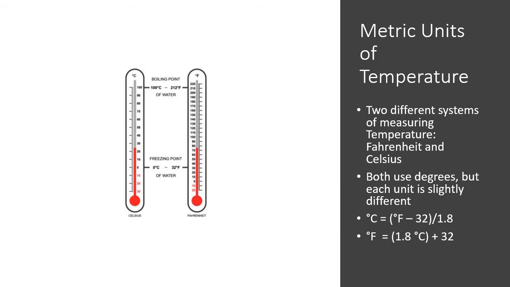So we have a 0 to 100 for the liquid phase of water. So this just makes everything, I think, a lot easier. Some other important metric temperatures to remember is 25, which is generally what we use as room temperature. That's equivalent to about 78 degrees. And also the human body is 37 degrees Celsius. So that's equivalent to about 98 Fahrenheit.